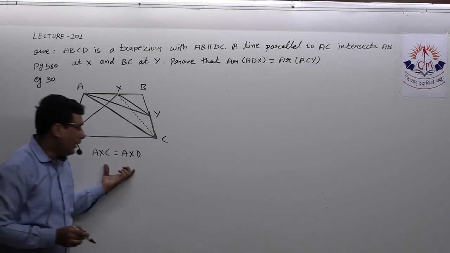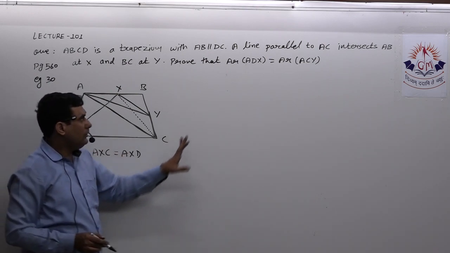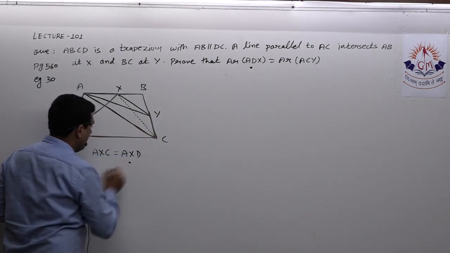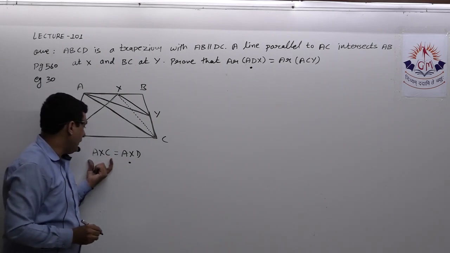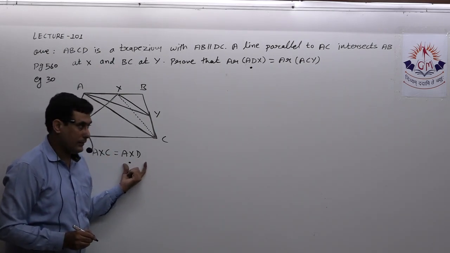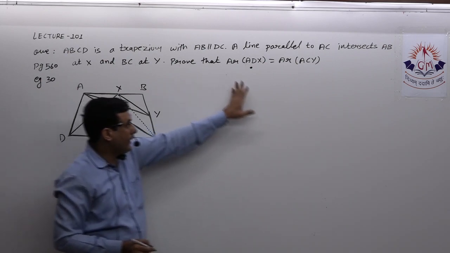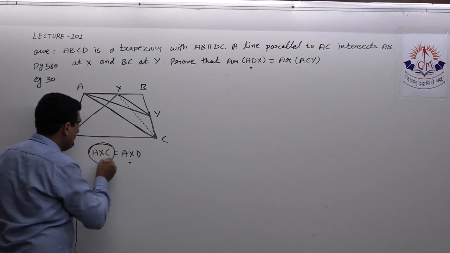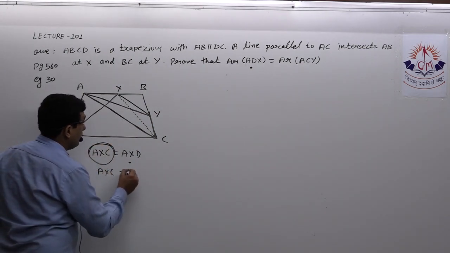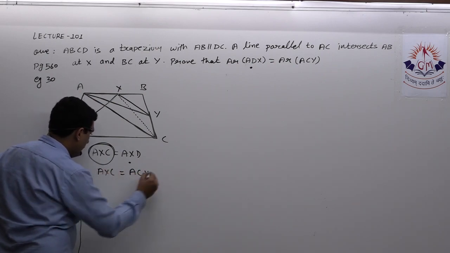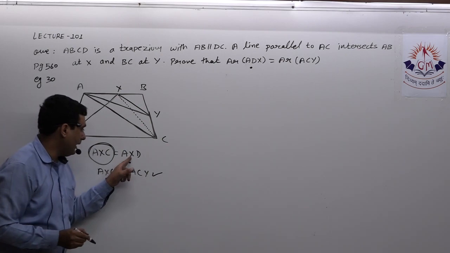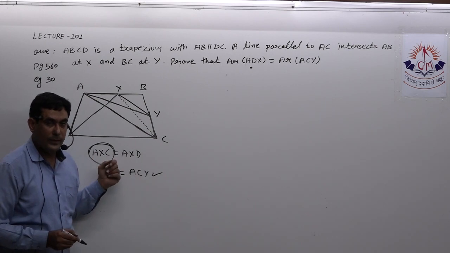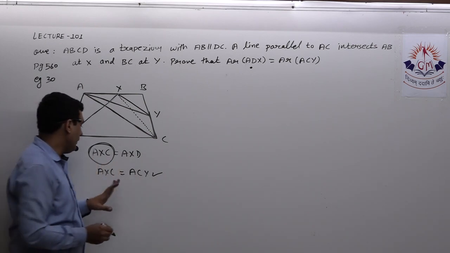Okay, now how is this result helpful to prove this? See, here we have triangle ADX. So here we prove ACX is equal to ADX. Now we need to prove ADX equal to ACY. So now we have to think, is it possible to prove that AXC is equal to ACY? If it is possible, definitely I can say ADX is equal to ACY, because these two are equal because of the theorem that these two triangles lie on the same base and between same parallels.